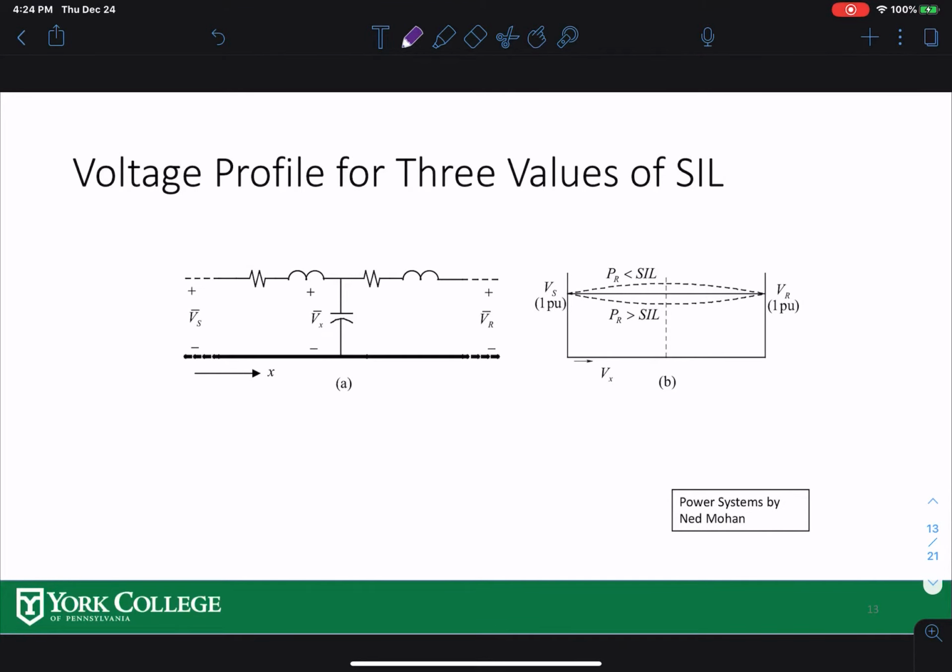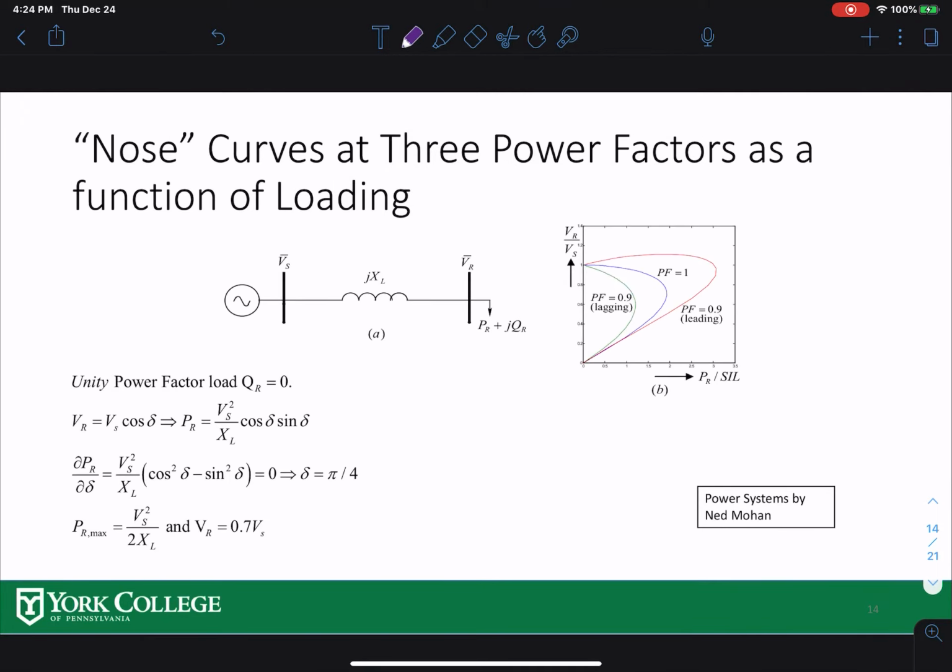And for the compensation, if you are supplying load less than source impedance loading, your voltage goes up. Then you have to bring it down with some kind of shunt reactor. If you are supplying load higher than your SIL, which is the normal case, your voltage goes down. You need some kind of capacitive support there to bring the voltage up.